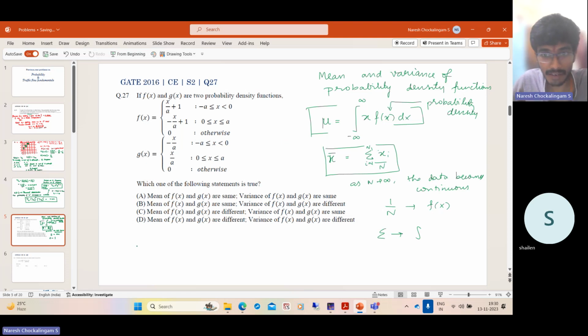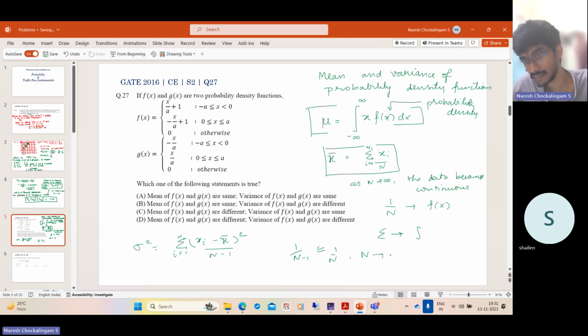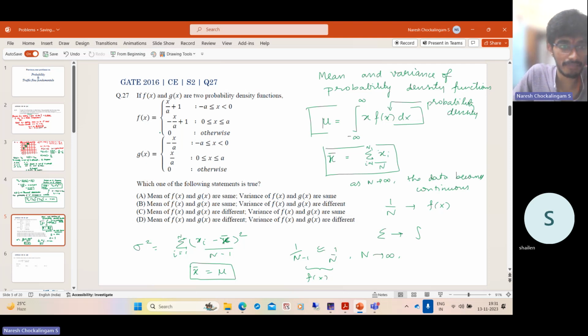And variance, if you remember, we call sigma square the variance, which is summation i going from 1 to n, xi minus the mean x bar, the whole square, divided by n minus 1. Again, 1/(n minus 1) is approximately 1/n when n is very large. And this is nothing but the probability density function. And we know that x bar is equal to mu in the case of a continuous random variable. In the place of the average of a set of data, you can put the mean of the continuous random variable.